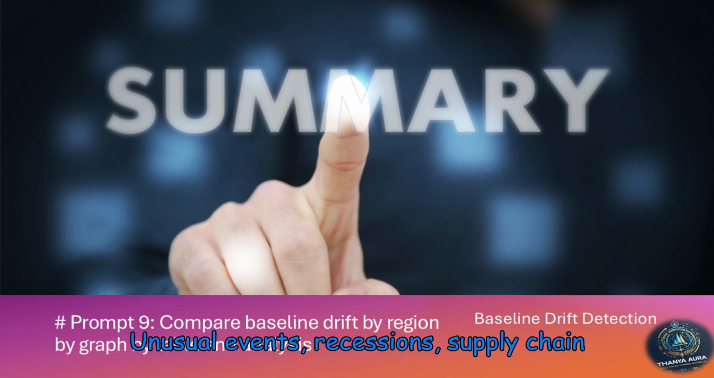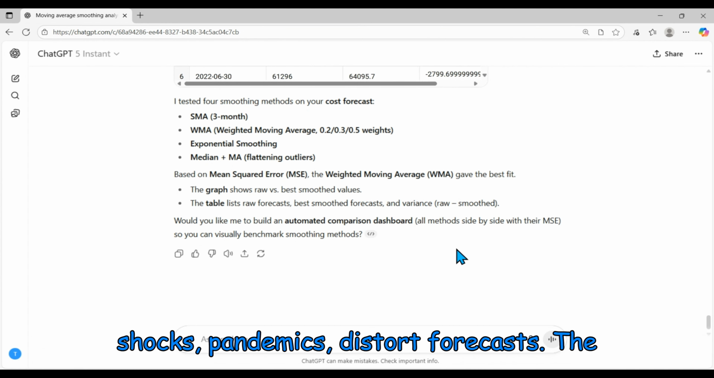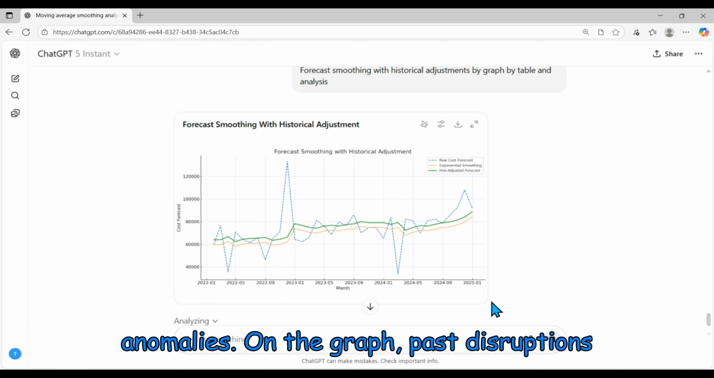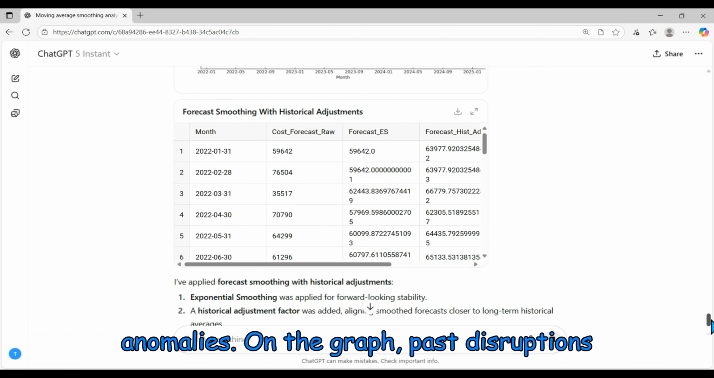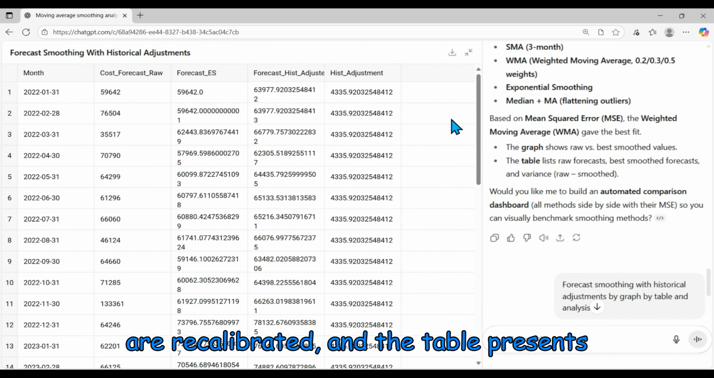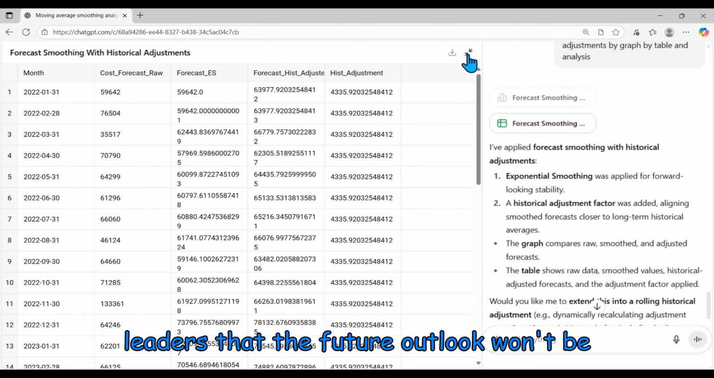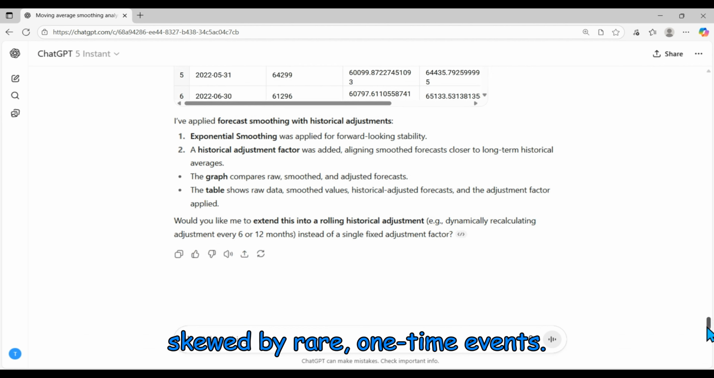Unusual events, recessions, supply chain shocks, pandemics, distort forecasts. The agent adjusts for these historical anomalies. On the graph, past disruptions are recalibrated, and the table presents corrected figures. The analysis reassures leaders that the future outlook won't be skewed by rare, one-time events.